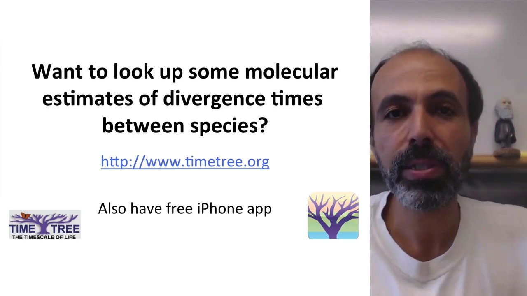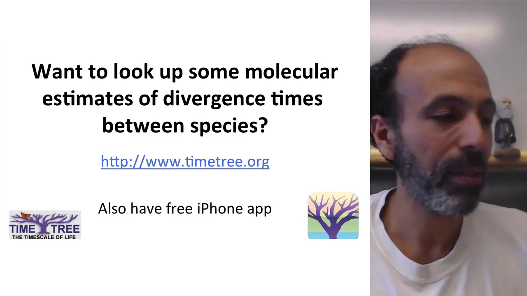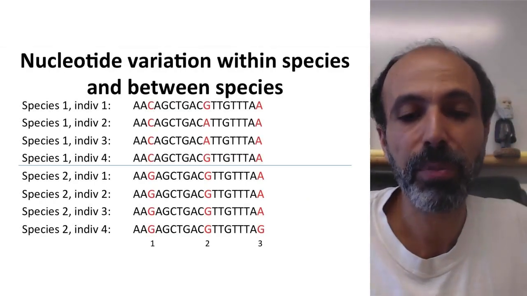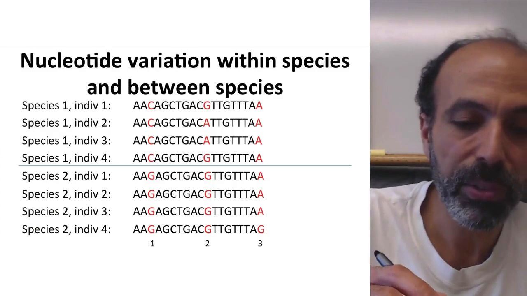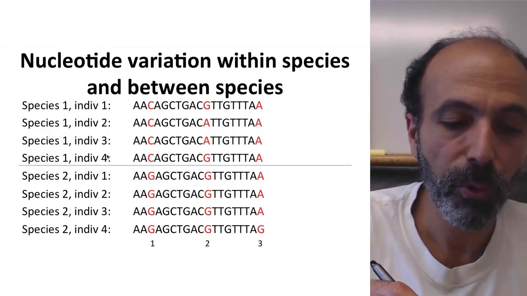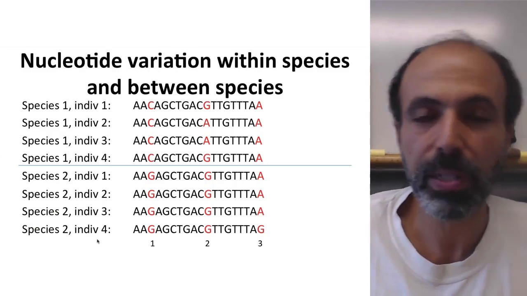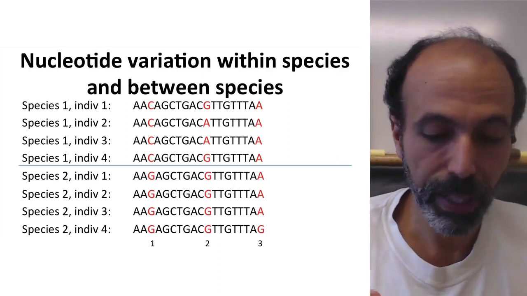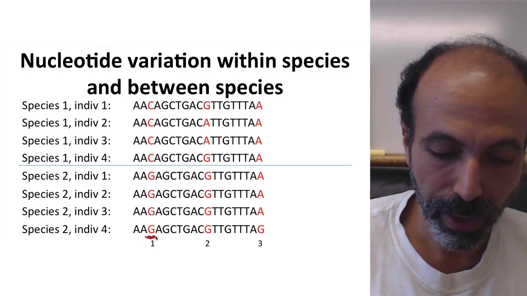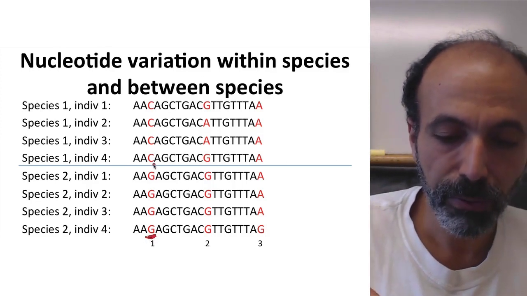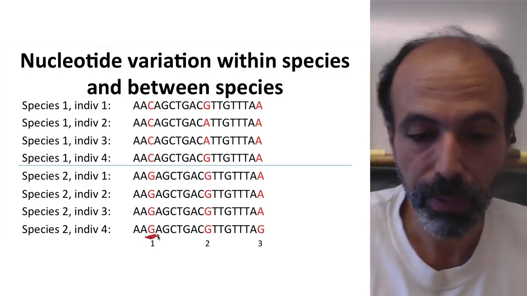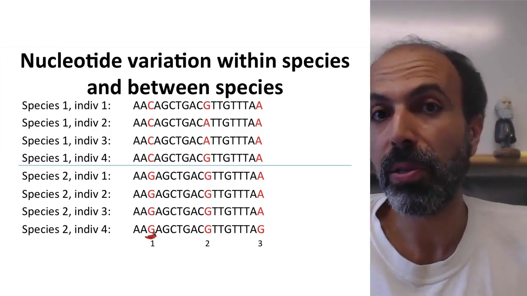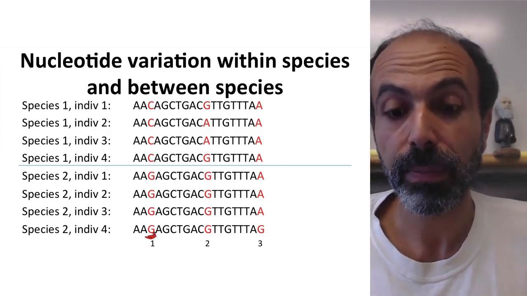Now, I'd like to do a little segue into what's going to be coming up in the next set of videos. Now, nucleotide variation exists within species and between species. So let's say, for example, you sequenced a stretch from 4 individuals of species 1, 4 individuals of species 2. So this may be human and tamarin, for example. There are some bases, like, for example, base numbered 1 here, where every individual from species 1 differs from every individual from species 2, right? All individuals from species 1 have C, all individuals from species 2 have a G. So this is some sort of fixed difference, okay?